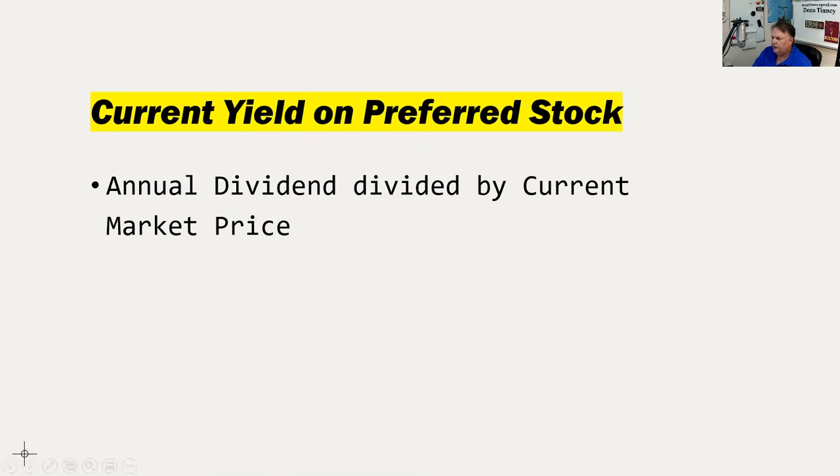Now, preferred stock, you're going to have to be a little more careful on preferred stock, because you might have to do an intermediate step. You might have to figure out the annual dividend. So let's give you one to try. I'll tell you it's a 6% preferred.